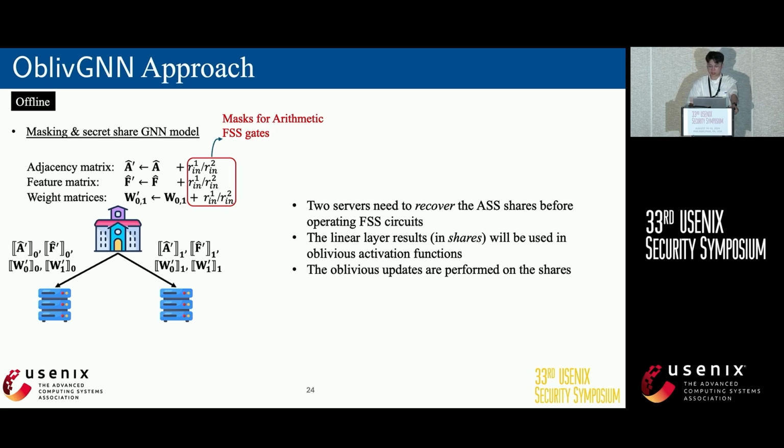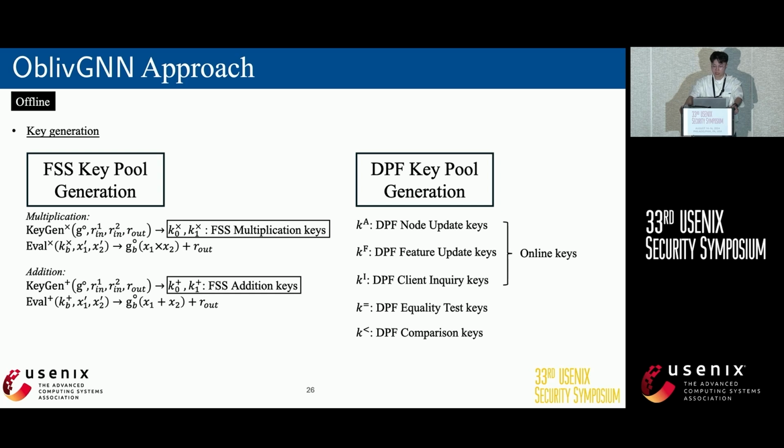The linear layer result shares can be used in oblivious activation function, and in an inductive setting, the oblivious updates are also performed on the shares. Another job in the offline phase is the generation of the keys, so the FSS and DPF key pools. The FSS key pool consists of multiplication and addition gates. The DPF key pool has the online keys for graph updates and the client inquiry, because these keys can only be generated when they are in demand.